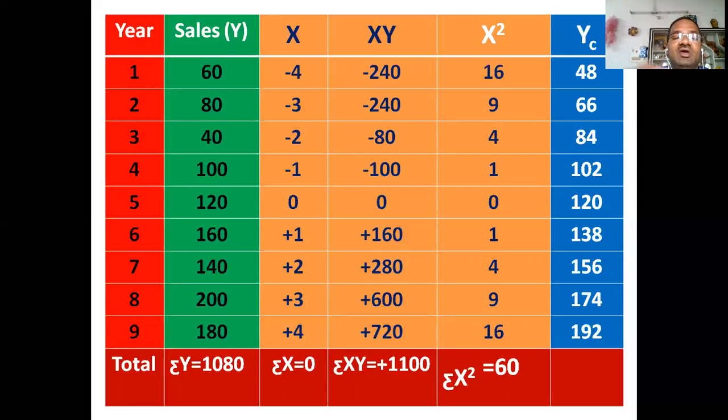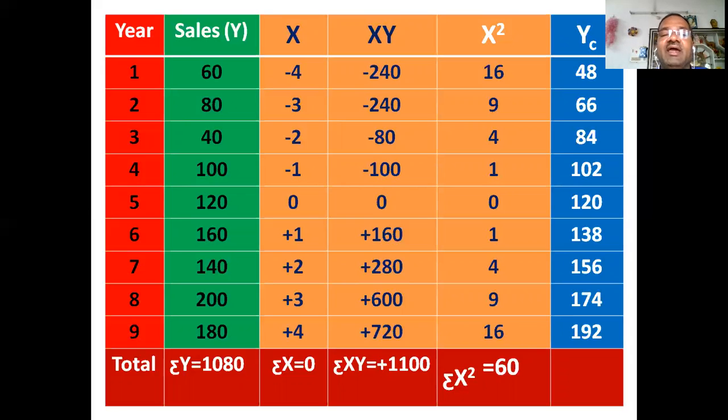Then again from the origin, that is from 0, fifth year, after the fifth year what will come? Sixth year. So make it +1. Seventh year +2. Eighth year +3. Ninth year +4. Now remember friends, as we discussed in the theoretical framework, sigma X is always 0. The sum of the negative region and the sum of the positive region are the same. This is one of the assumptions of least square method. That is what we got.